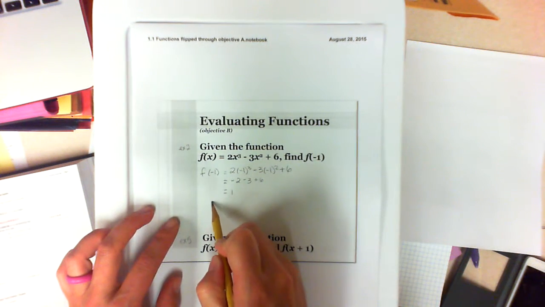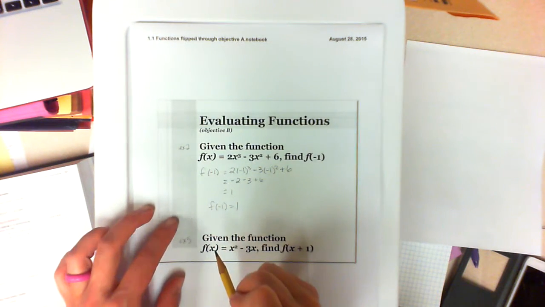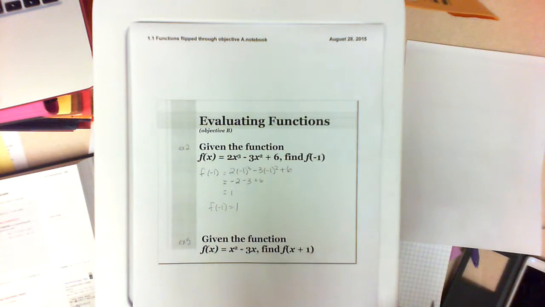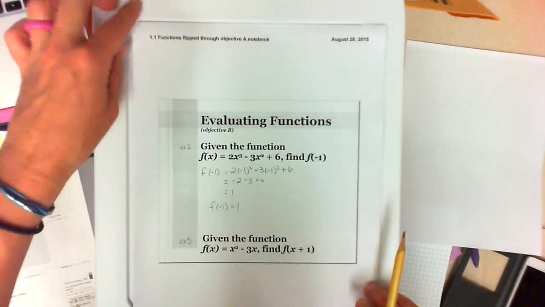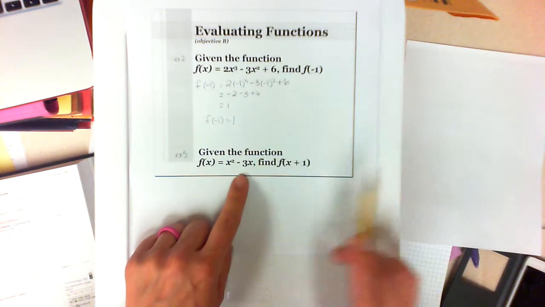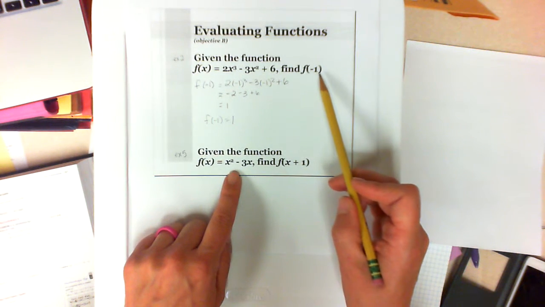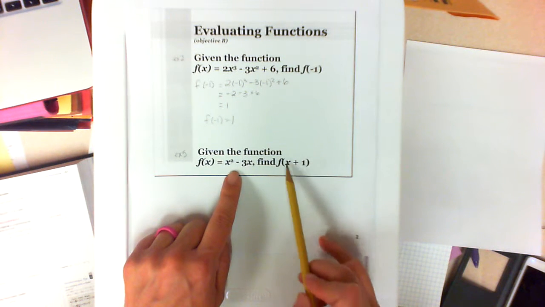So f of -1 equals 1. So take a minute, pause the video, and you try f of x. Oh, I'm sorry, don't try anything. I'm going to show you this one before I ask you to try. So f of x equals x squared minus 3x. This is another input. Instead of just having a number -1, we also could put an expression in.